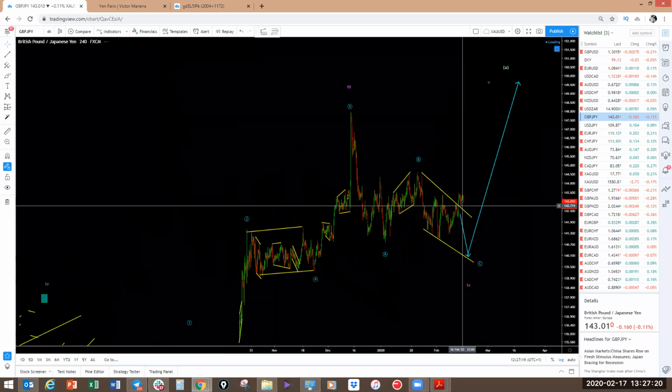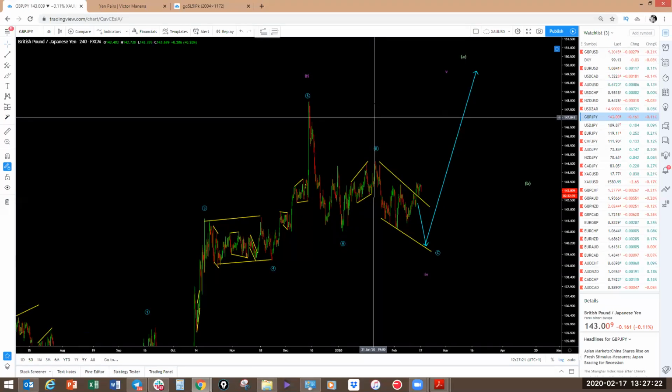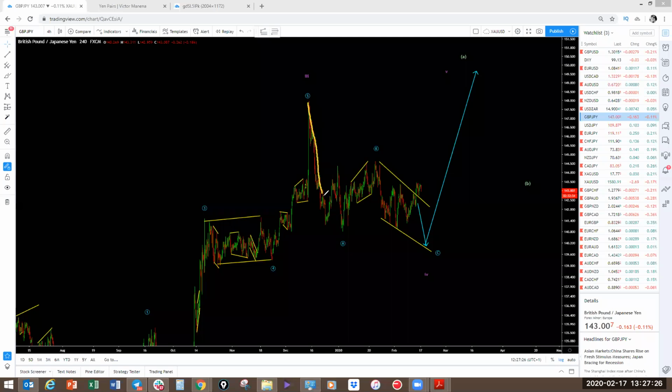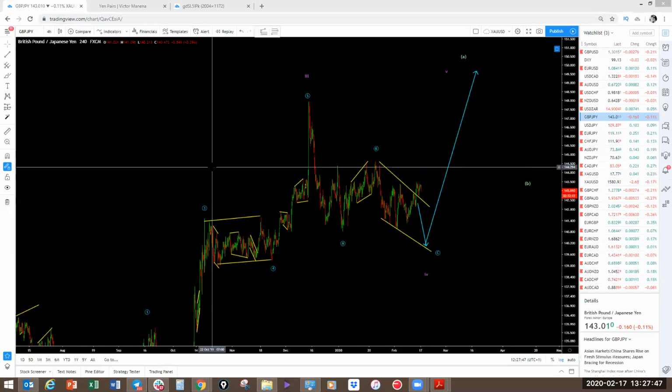Now, pound yen, the initial setup here was that this is going to be a 5-wave move to the downside. It's a 5-wave move, this one being a corrective structure. Now, if this is 5, C has to be 5 waves, a diagonal. If it's going to be an ABC structure, C has to be 5 waves. But at this stage, we don't see the 5 waves in wave C.